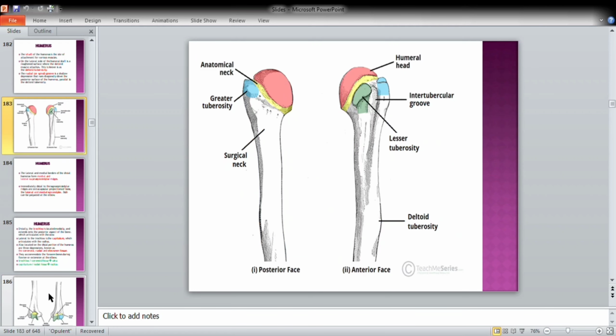Let's see here that this is the anatomical neck, this is the greater tuberosity, this is the surgical neck. This is the posterior face of the humerus, and the deltoid tuberosity lies on the anterior side here. This is the lesser tuberosity, and this is the greater tuberosity. Between the lesser and the greater tuberosities lies the intertubercular groove, and this is the humeral head. This yellow face shows the anatomical neck. The blue area is the greater tuberosity, the green area is the lesser tuberosity, and between them lies the intertubercular groove. The deltoid tuberosity is here.